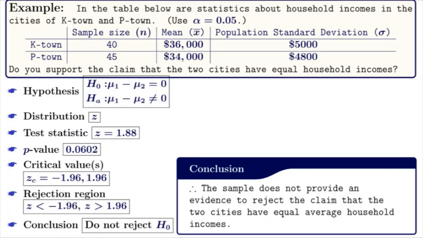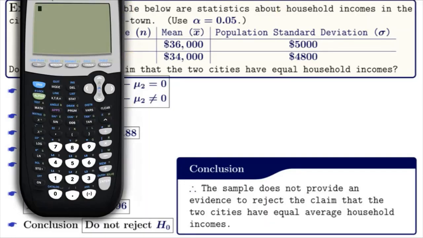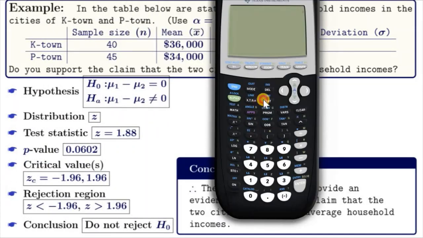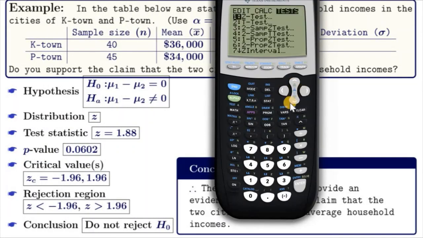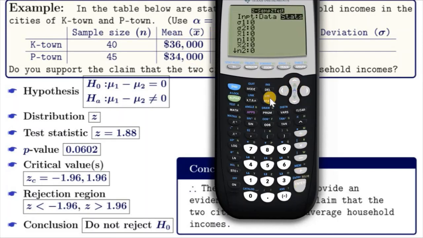Finally, we can also find the p-value and test statistic using the calculator. So let me show you how to do that. Let me pull up my calculator on the screen. Now go to stat, test, then we'll be using the two sample z-test, which is number 3 here, then hit enter. Since we are given summary statistics instead of real data, we will select stats, then hit enter.